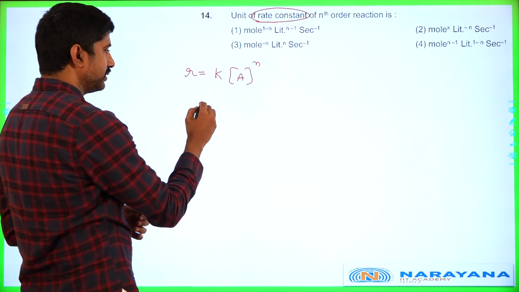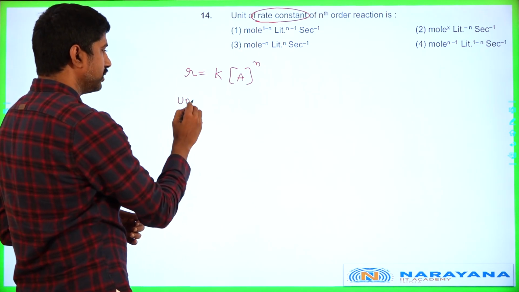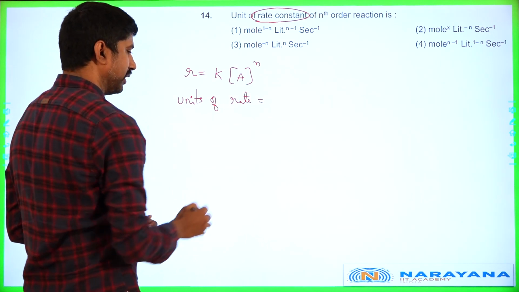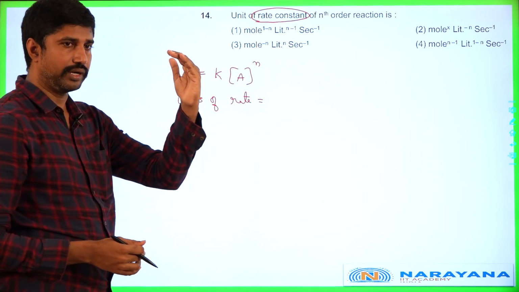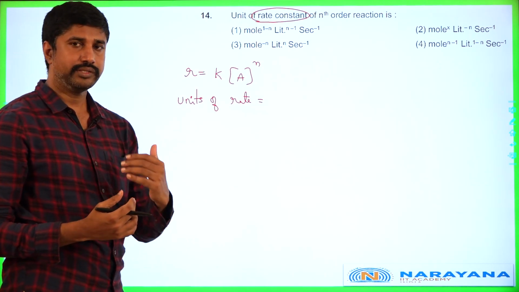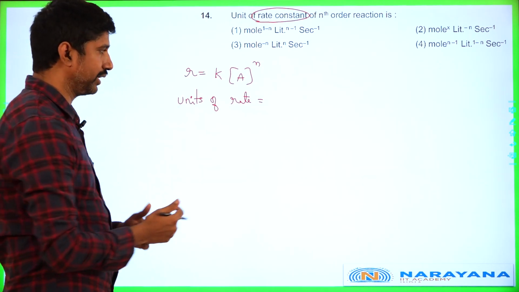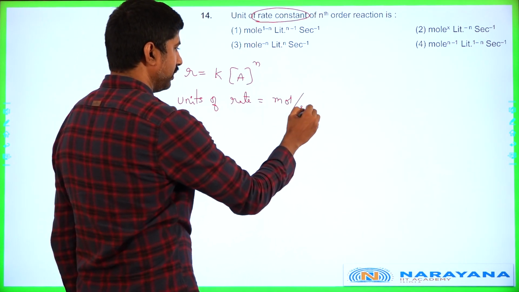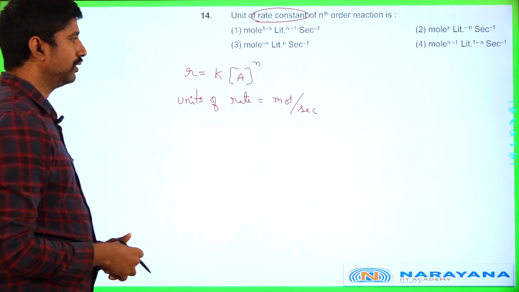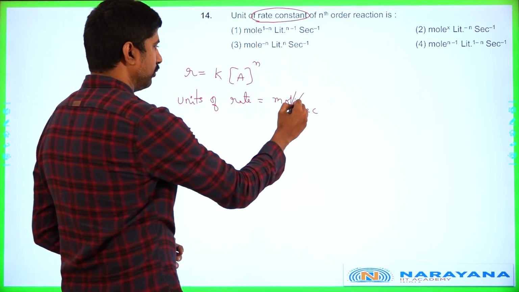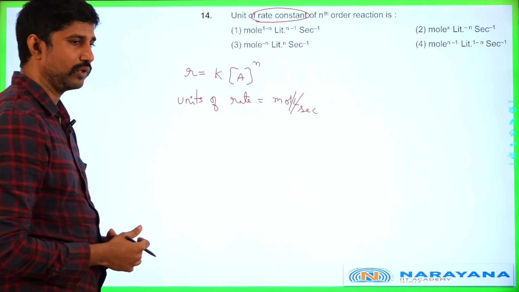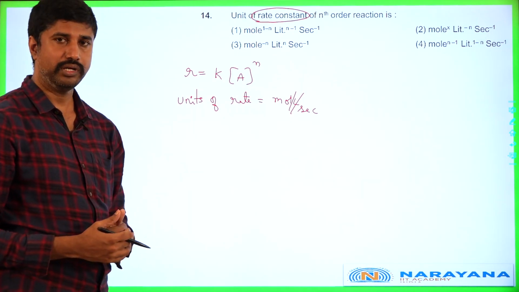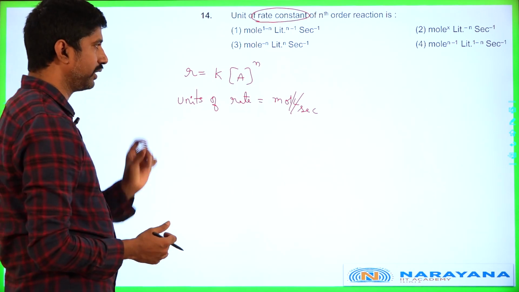Okay. What are the units of rate? Rate of reaction can be defined as change in concentration by time taken. Change in concentration we write as moles per liter, time taken in seconds. So moles per liter per second is the unit of rate.